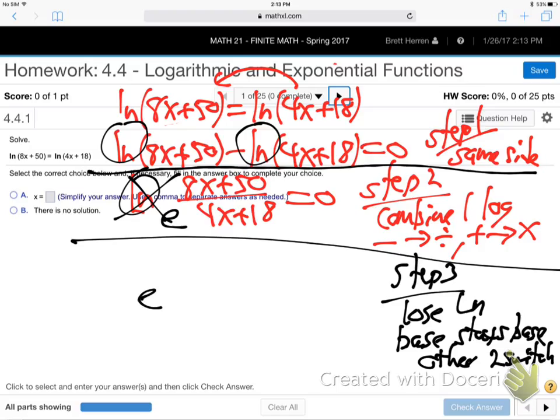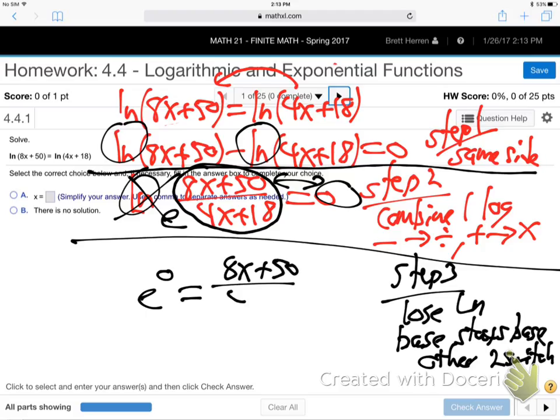The other 2 switch. The base stays the base. The other 2, what other 2? Everything else. This whole big old fraction thing and the 0. They switch positions, right? Base stays the base. Whenever you cross out a log, base stays the base, other 2 swap. So instead of E to that whole fraction thing, it's E to the 0. And that whole fraction thing goes to the other side where the 0 was. Good to there so far?